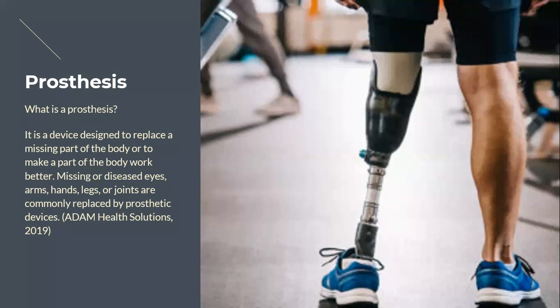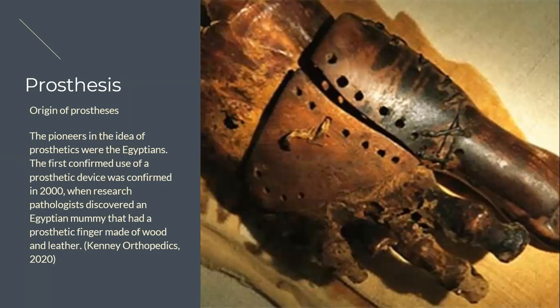Prosthesis. What is a prosthesis? It is a device designed to replace a missing part of the body or to make a part of the body work better. Missing or diseased eyes, arms, hands, legs, or joints are commonly replaced by prosthetic devices. The origin of prostheses. The pioneers in the idea of prosthetics were the Egyptians. The first confirmed use of a prosthetic device was confirmed in the year 2000, when research pathologists discovered an Egyptian mummy that had a prosthetic finger made of wood and leather.